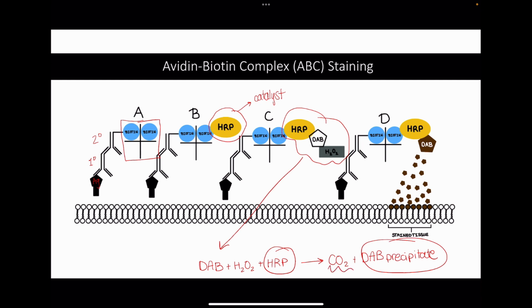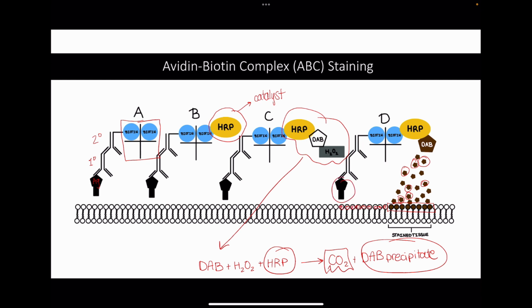Going to give us something, maybe not carbon dioxide, maybe something else, but it's going to release some sort of gas, and then the DAB precipitate. So this is what the DAB precipitate looks like. It's these little brown molecules here. Once the molecules reach the tissue in question, they are going to stain. And this is a little bit better, of course, if you use a blocking reagent, so we can pretty much have this entire thing stained here.